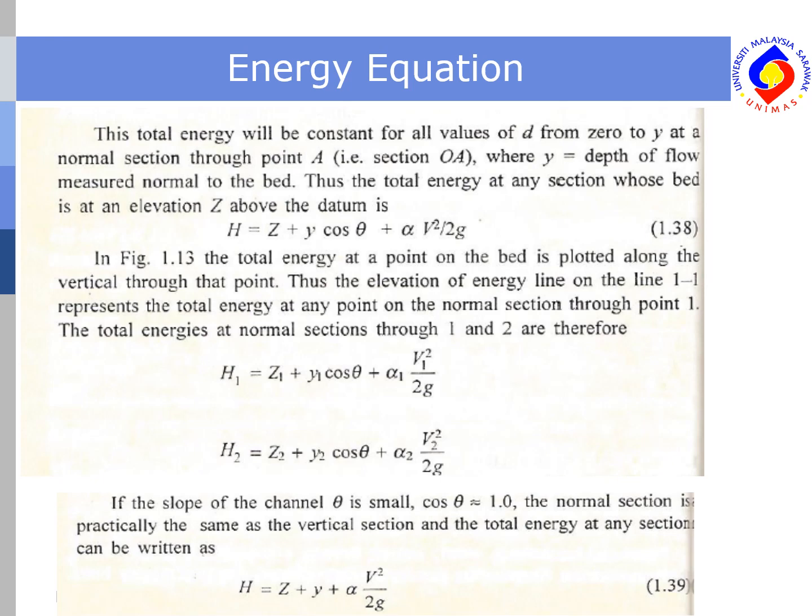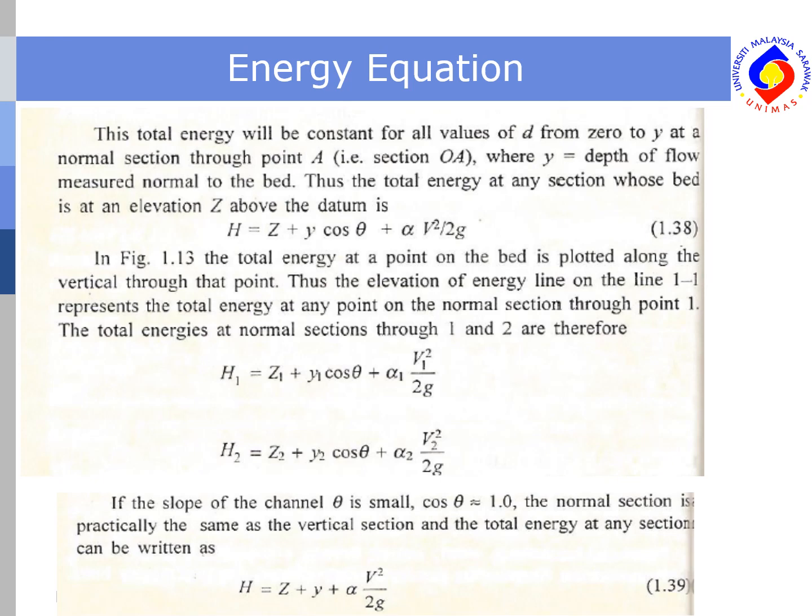Having said that, in other words, the total energy at section 1 is given as H1, which, as I mentioned earlier, is Z1 plus Y1 cos theta plus alpha 1 V1 squared over 2G, and the total energy at section 2 is given as H2 equal to Z2 plus Y2 cos theta plus alpha 2 V2 squared over 2G.